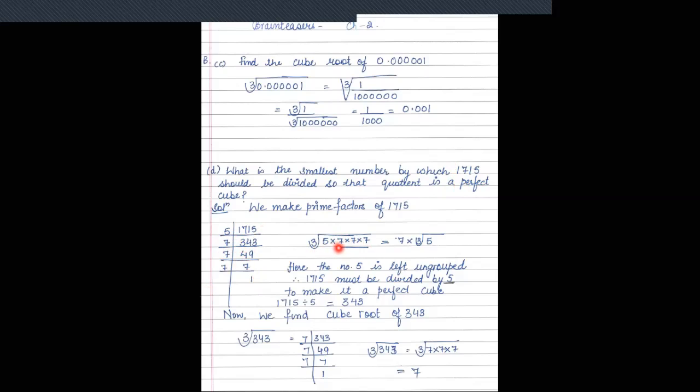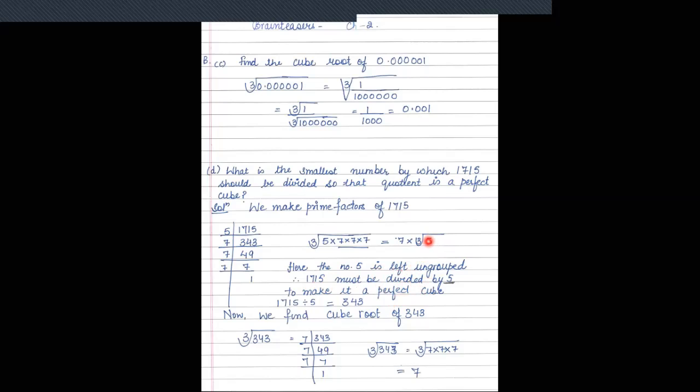Now these three sevens will form a group. I have made a group, and out of the group of 3, how many will come out? 1. 1 has been out into cube root of 5. Here 5 is left ungrouped. Therefore 1715 must be divided by 5 to make it a perfect cube. Beta, whatsoever number has been left ungrouped, we have to remove it.